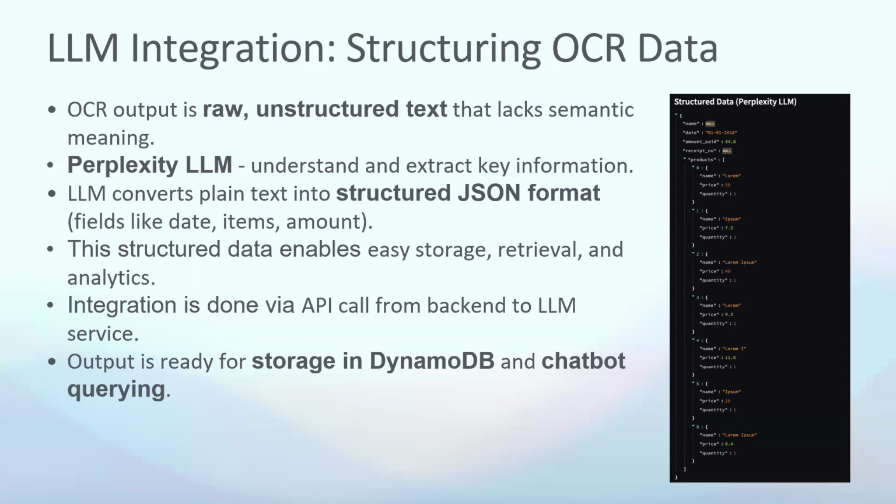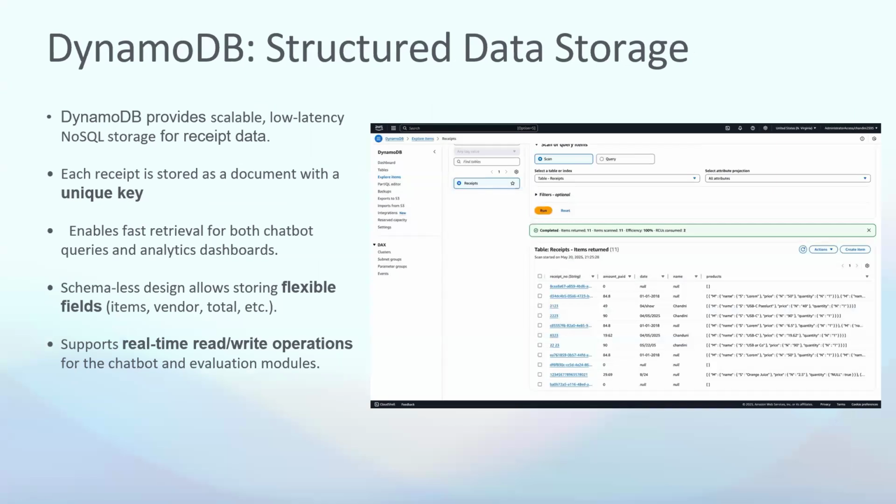This JSON contains fields such as the date, the total amount, the product names, and the quantities. As shown in the example on the right, the data is organized in a clean and machine readable structure. This stored output is not only easy to store and retrieve, it also enables a user to run analytics and get answers to questions in natural language. Technically, this integration is seamless. Our backend makes a single API call to the LLM with a prompt, and that returns a JSON output. If you go to the next slide, then we have DynamoDB structured data storage.